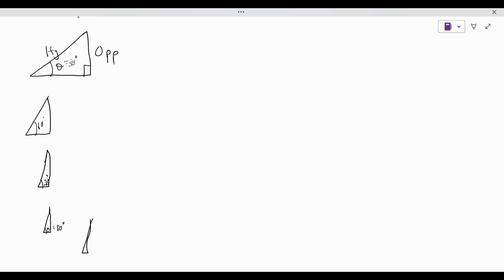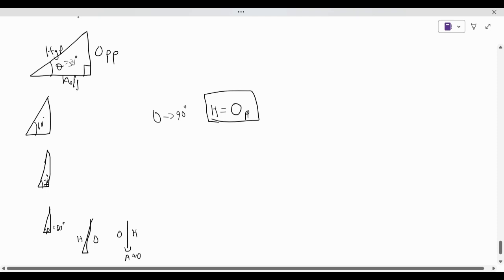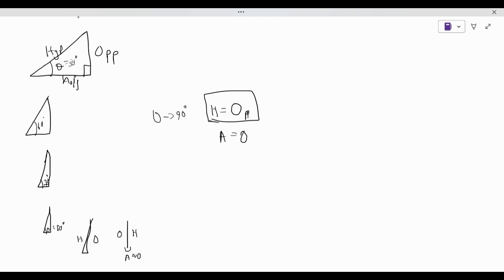Opposite, hypotenuse and adjacent. Now, as theta becomes 90 degrees, the hypotenuse becomes equal to the opposite. This is the main thing. See, this is the hypotenuse, this is the opposite. As theta becomes greater and greater, when it becomes 90, the opposite will become equal to the hypotenuse and the adjacent will become 0. So, two things: the hypotenuse is equal to the opposite and the adjacent will become 0.